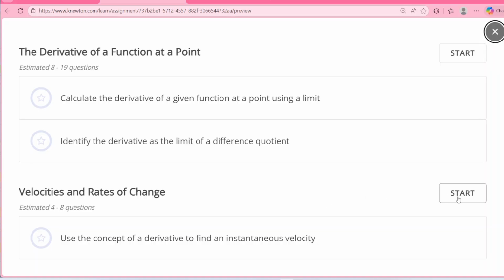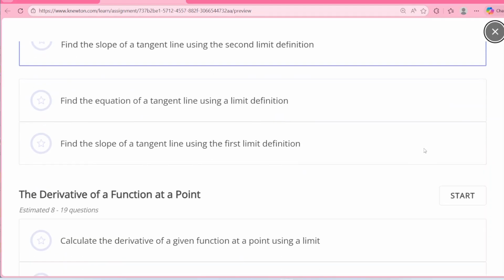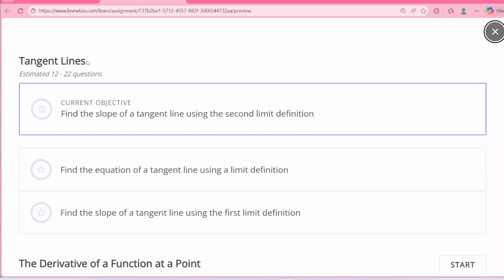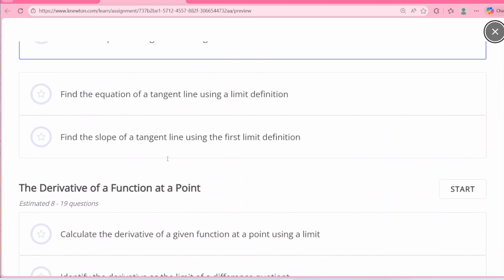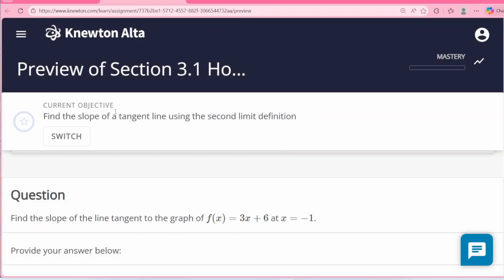And the way I have the settings, you can actually go and change what section you're in by clicking on Start on different sections. So right now I'm in the tangent lines section. So it'll throw questions at me from just these 3 objectives here and move me to a different section later, unless I want to change, but I will not be doing that. Then you have your current objective, which again, you can switch to a different section if your instructor has those settings on. And then a question related to that objective beneath it.